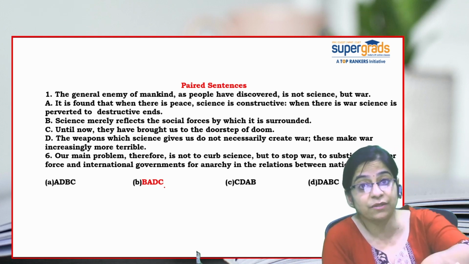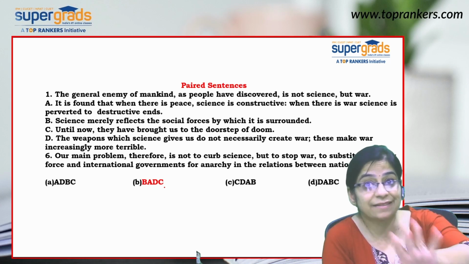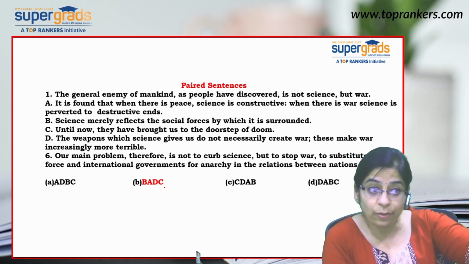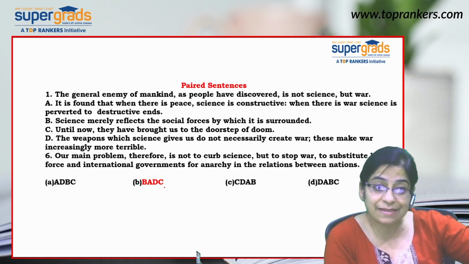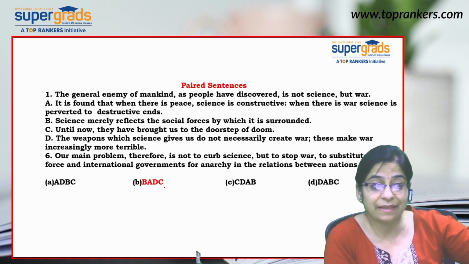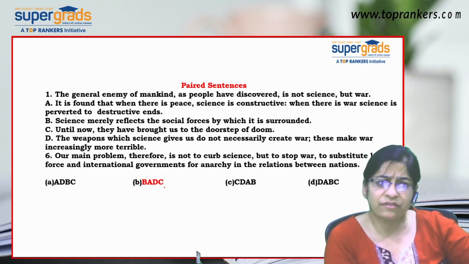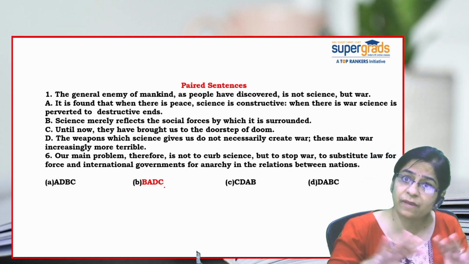Now, see, the subject of the sentence in the first one was science and not war. Now, we are only talking about science in option B, so it looks good. So they say that science is the general enemy, and then they say, what does science do? It merely reflects the social forces by which it is surrounded.